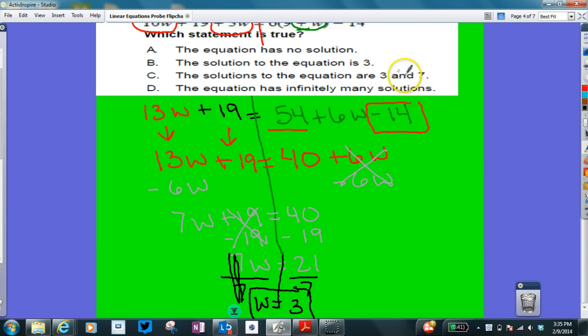Now let's look back up here at what they give us. A, the equation has no solution. Well, we saw that it does have a solution. B, the solution to the equation is 3. That's what we came up with, but let's just go ahead and look at what else they say. The solutions to the equations are 3 and 7. The equation has an infinite or many solutions. None of these make sense. The only one that works is B.